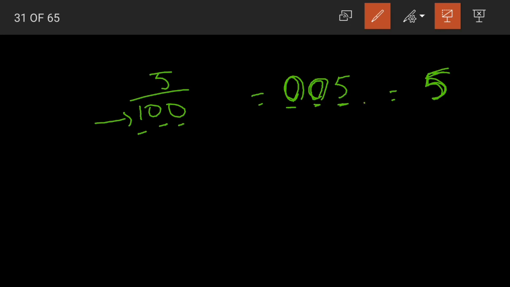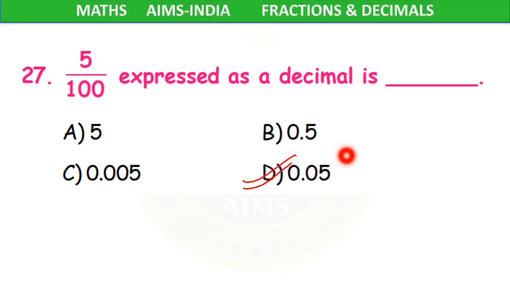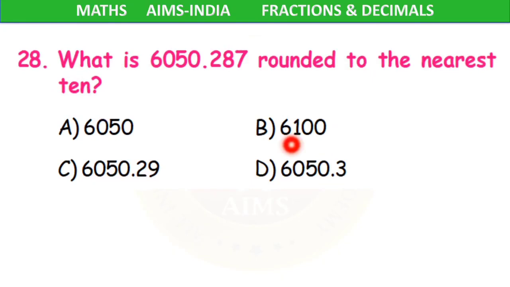Now this was our first step. Coming to the second step, in 100 we are having 2 zeros. So even in the number that is in the numerator, we have to place a decimal point after 2 digits from the right. Understood, right children? In 100 we are having 2 zeros. So we have to place the decimal point after 2 digits from the right. Our decimal number is 0.05. Clear? Option D, 0.05 is the decimal for our fraction 5 by 100.